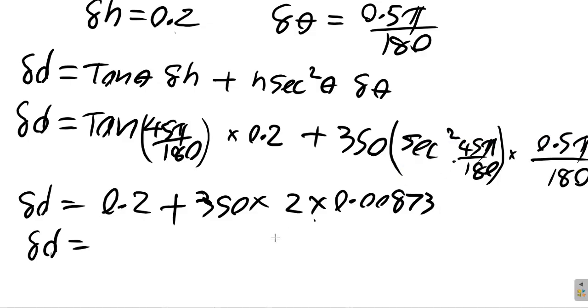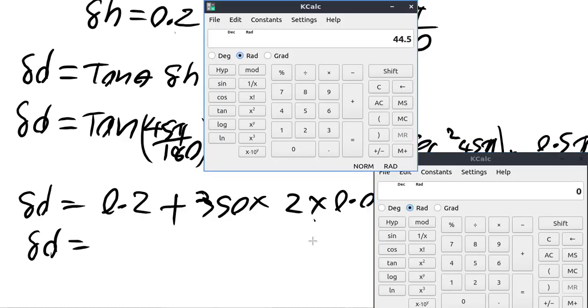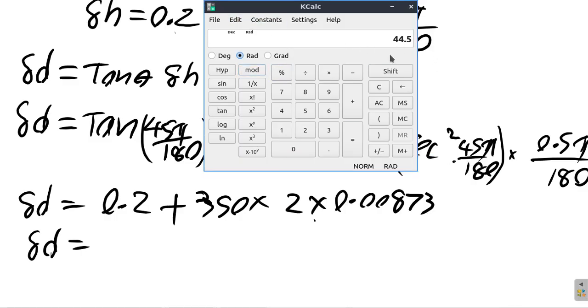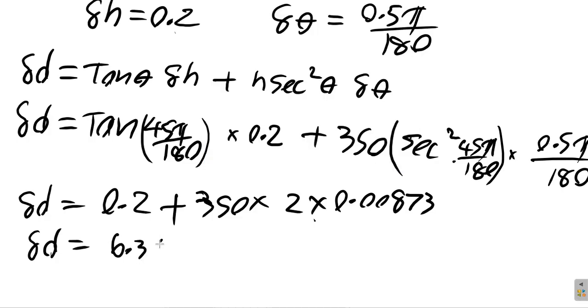alright, so let's get back to it now. Let's clear the calculator and deal with this. 0.2 plus, alright, 350 multiplied by 2 multiplied by 0.00873 equal 6.311. So 6.311.